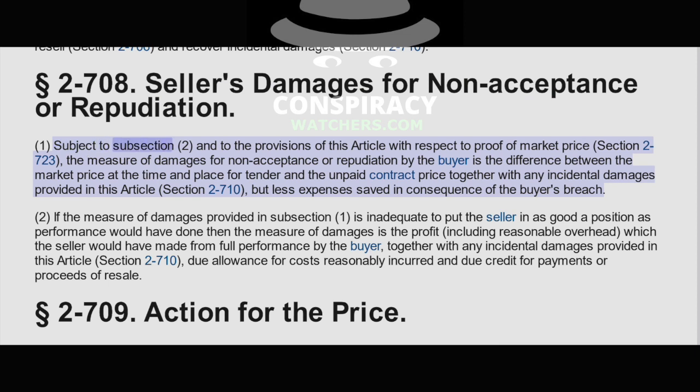Subject to subsection and to the provisions of this article with respect to proof of market price, the measure of damages for non-acceptance or repudiation by the buyer is the difference between the market price at the time and place for tender and the unpaid contract price, together with any incidental damages provided in this article, but less expenses saved in consequence of the buyer's breach.